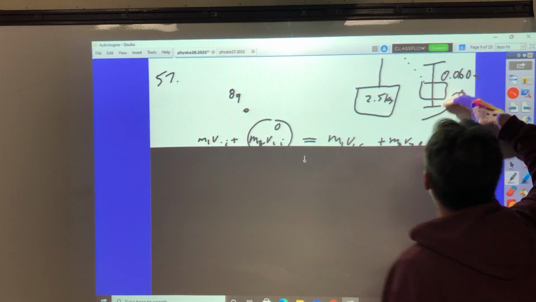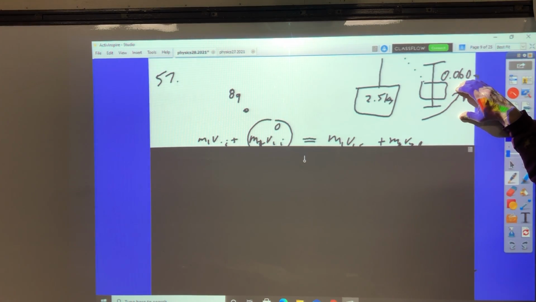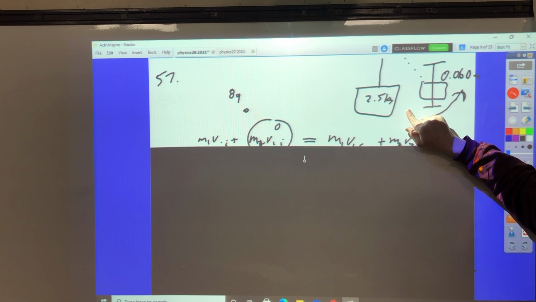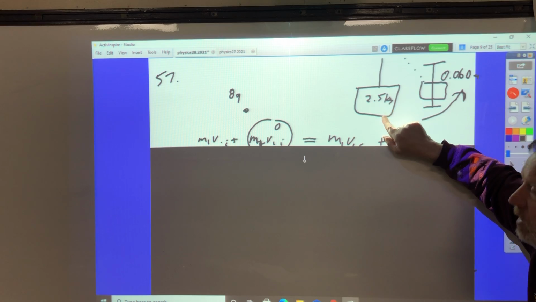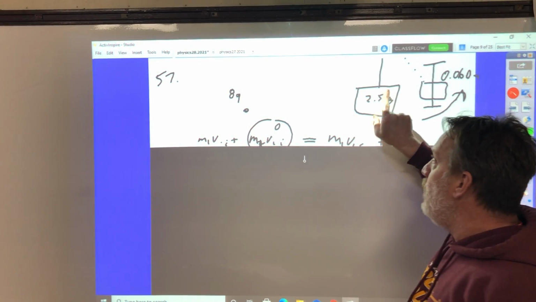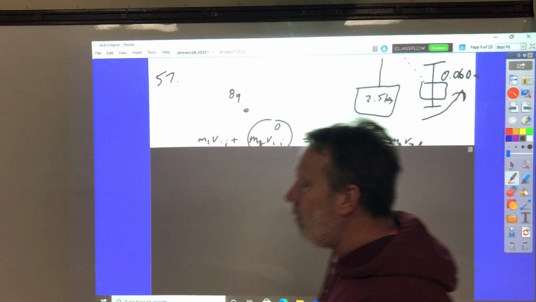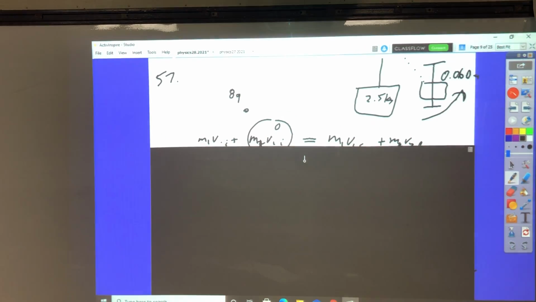If we know this goes up a certain height, we know its gravitational potential energy, which tells us its kinetic energy right after the collision. If we know its kinetic energy right after the collision, we can find its velocity right after the collision. If we can find its velocity, we can find its momentum right after the collision. And if we know the momentum of this, then we can find the momentum of that. Let's see how I did this.